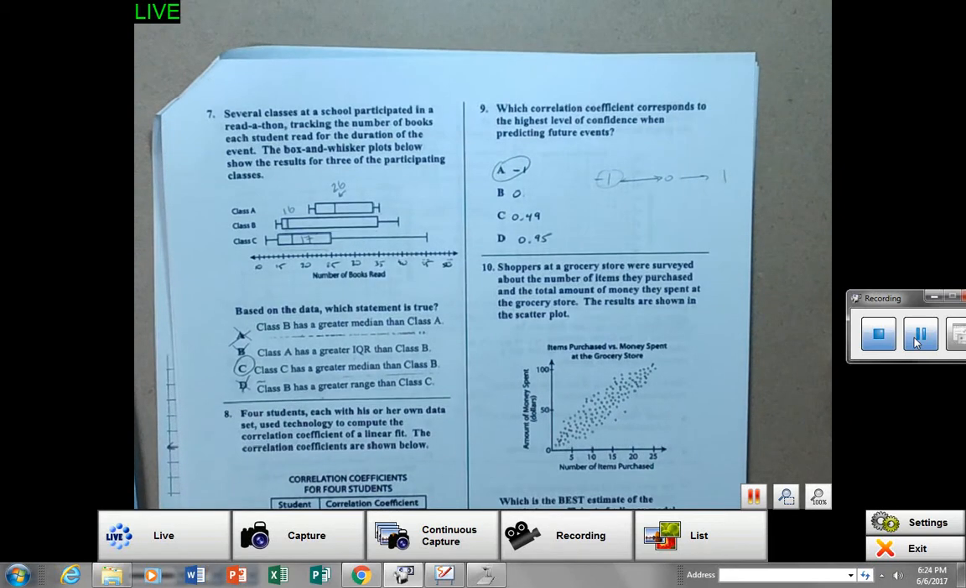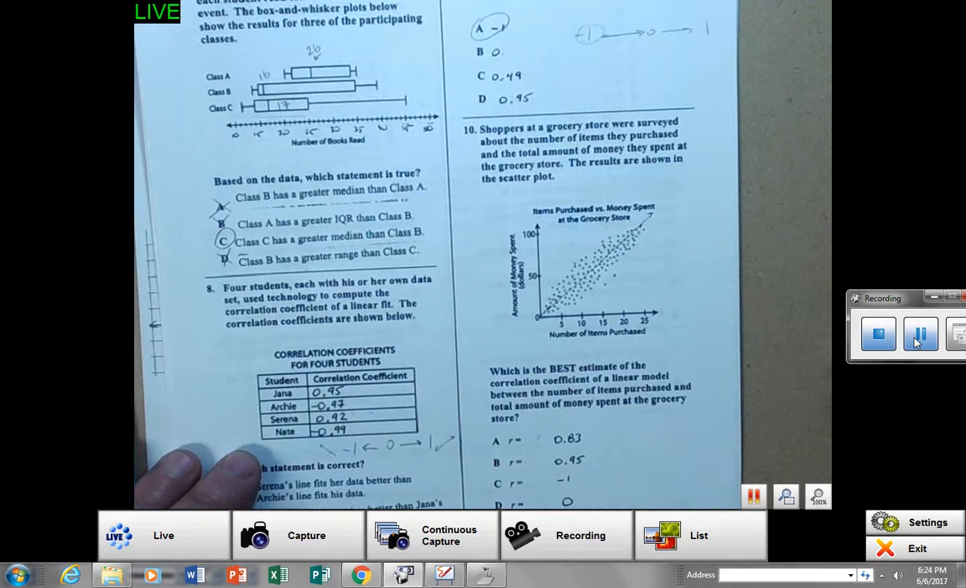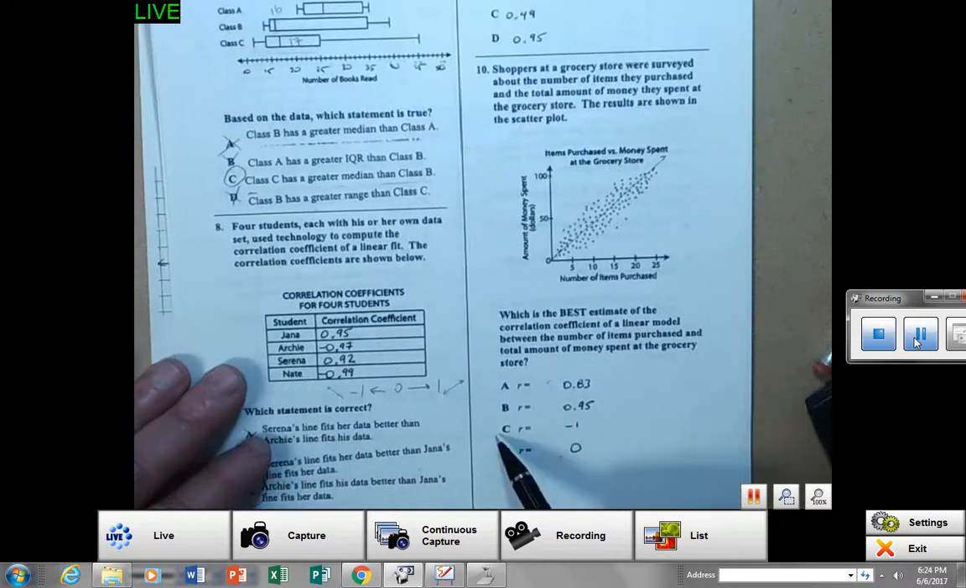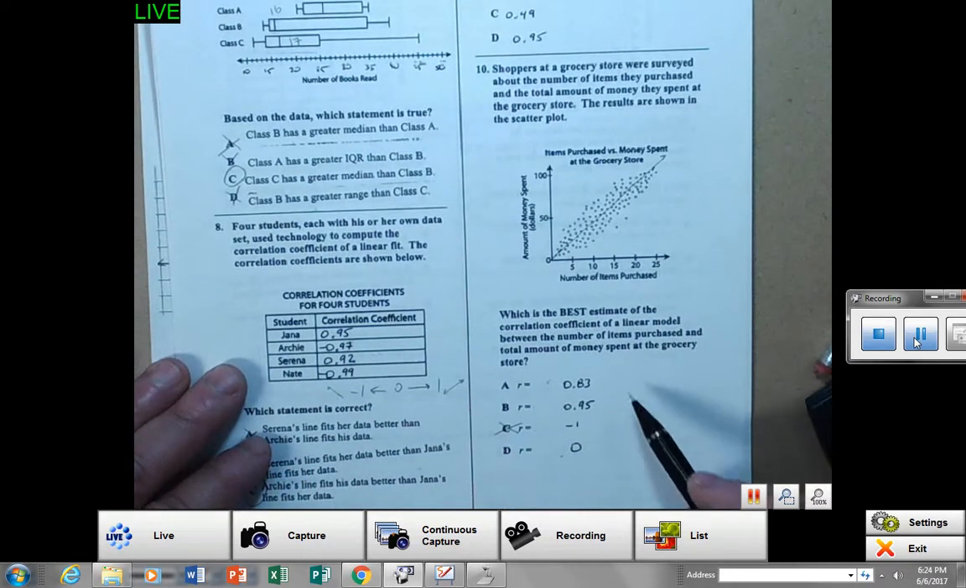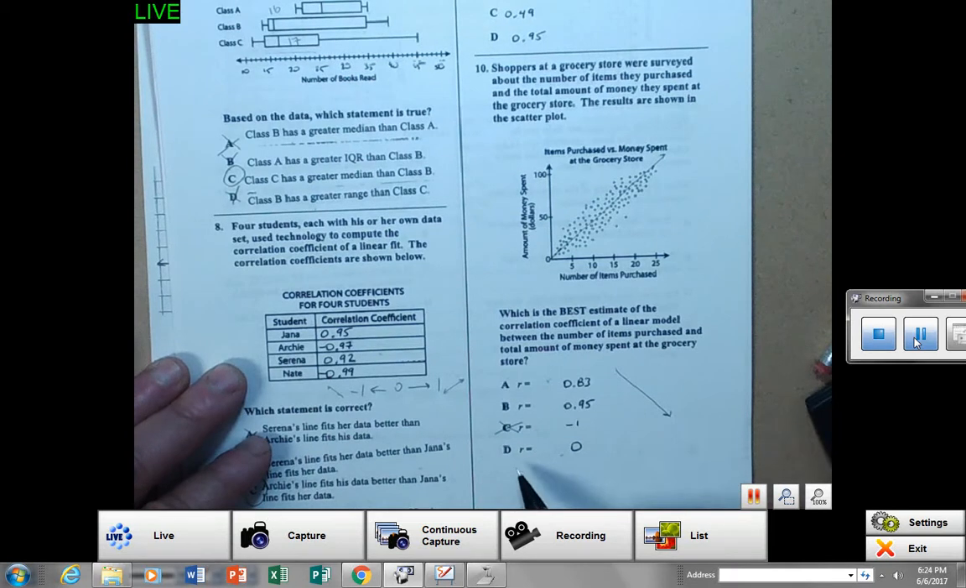For this correlation coefficient going up, positive correlation. If I look at this, which best fits this? Since it is positive, I know this is not true. Negative would have the points going downwards like that. 0 would have the points so scattered I could not even draw a line through them.